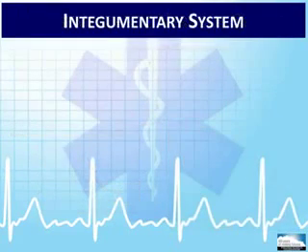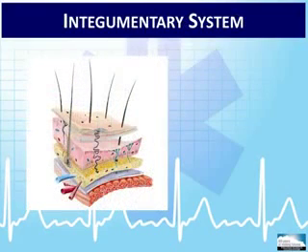Our next body system is the integumentary system, which is ultimately a very fancy way of describing our skin. Our skin is actually considered to be an organ, and it is the largest organ in, or arguably on, our bodies. The skin is comprised of three major layers. The first is the outermost, called the epidermis.